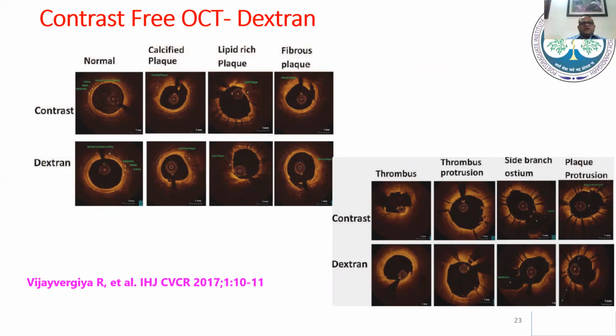Role of contrast-free imaging. There is a role of dextran, and our department has published a paper regarding the use of dextran during OCT to reduce the contrast load, which is of course required in patients who have LV systolic dysfunction or are at risk of contrast-induced nephropathy. Dextran, in our experience, is found to be equally effective with good imaging quality as compared to contrast, and this can be an alternative to contrast in patients where there is a limitation for high doses of contrast during the PCI.